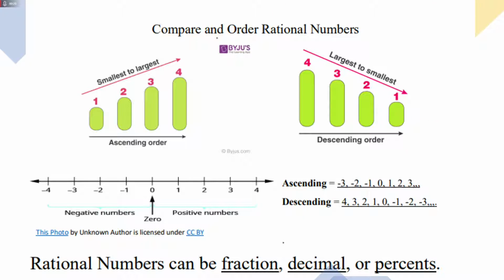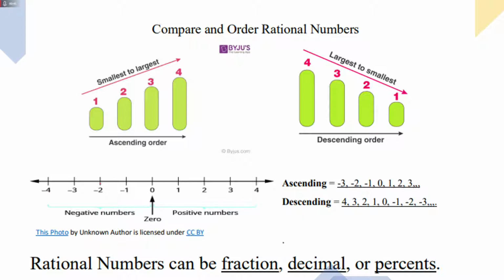Hello class, today we're going to be talking about comparing and ordering rational numbers. So some key vocabulary here would be ascending order and descending order. I always like to think of it as walking up and down some stairs. So if you're going up some stairs, you're ascending, you're going from the smallest to the largest. Whereas if you're descending the stairs and you're going down, you're starting from the biggest step and then going down to the smallest step. You're going from the top to the bottom.